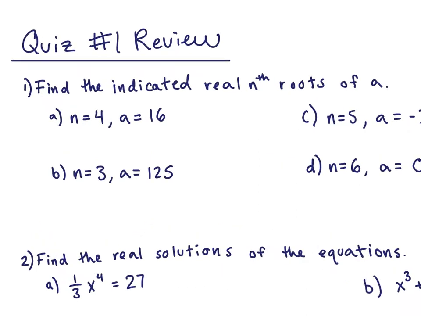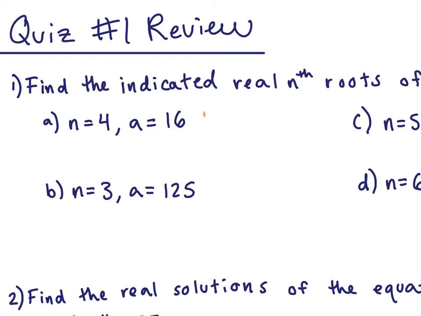Okay, so if our index is even and the number under our square root is positive, how many answers are we going to have here? 2. And what are those answers going to be? What are the signs? Plus or minus. So if it's even and positive, we have a plus or minus.